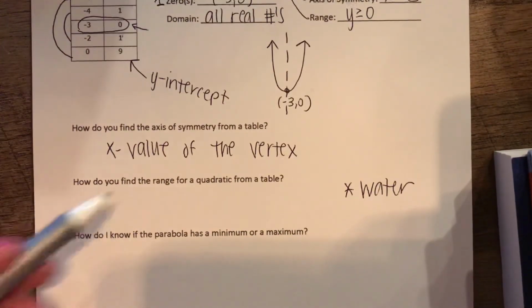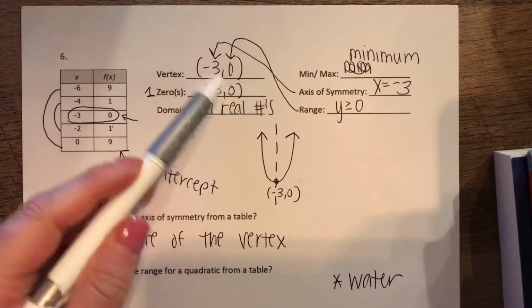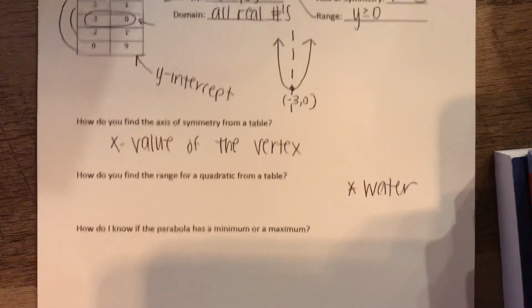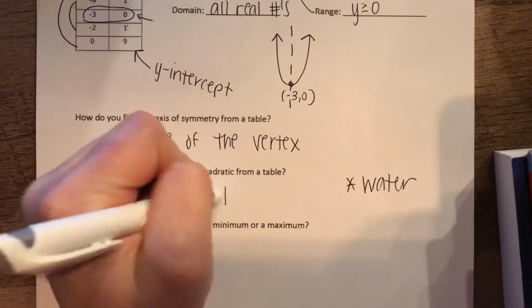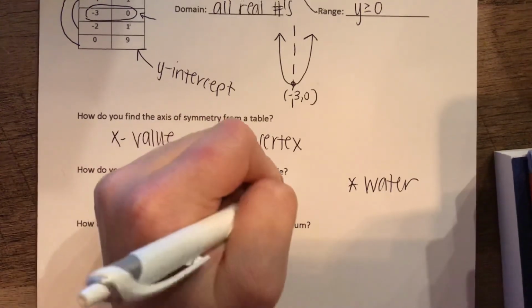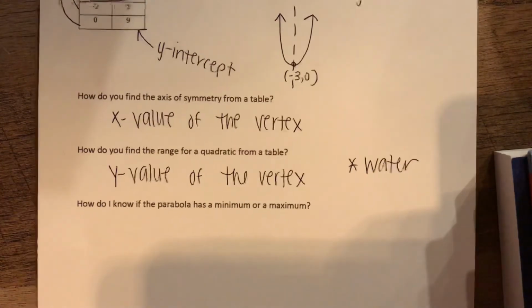Next, how do you find the range? Again, we used the y value in our vertex for range. So it's the y value of the vertex. Okay, so we can use that vertex to help us answer axis of symmetry and the range.